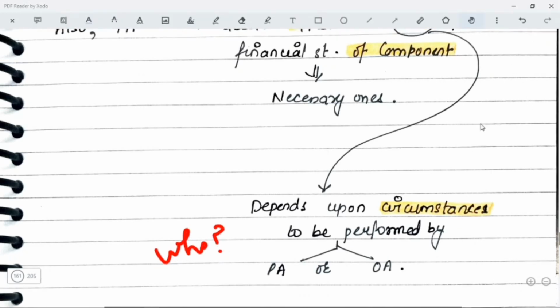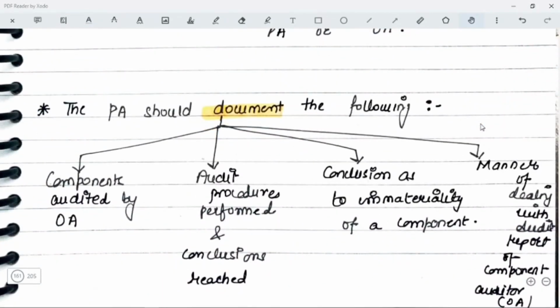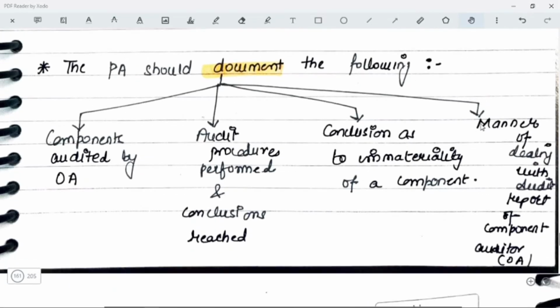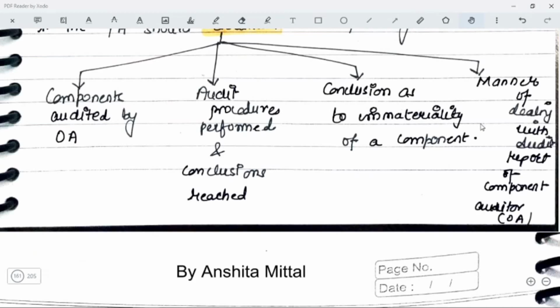The principal auditor should document the following. First of all, he will have to document the components which are being audited by the other auditor. Secondly, he will have to document the audit procedures that have been performed and conclusions reached. Third, the conclusion as to immateriality of a component. If you are considering a component as immaterial, then how did you reach that conclusion? Next is the manner of dealing with the audit report of the component auditor. Like the other auditor has given you the audit report, so how are you dealing with the same? You will have to maintain documentation with respect to the same.